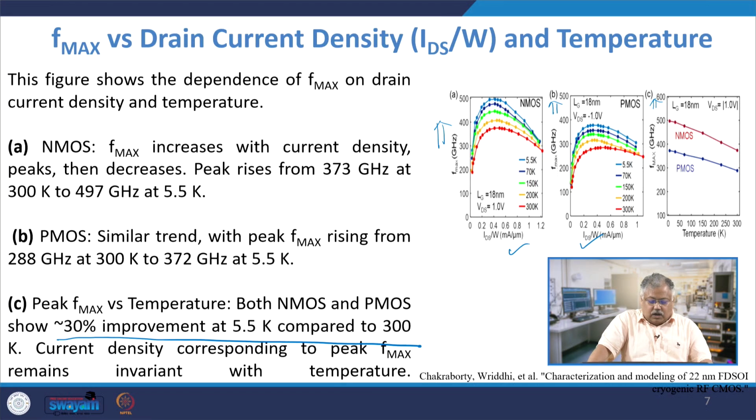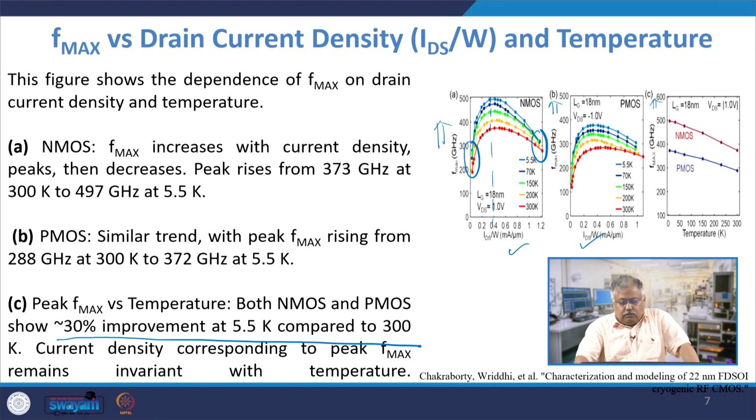And the value of Fmax increases with current density, and then it first peaks around 0.2 to 0.4 and then starts to drop down. Similarly, at very low values of IDS by W, the normalized current gain differs, and at very high values, the differences between the various temperature ranges are almost equal, almost the same.